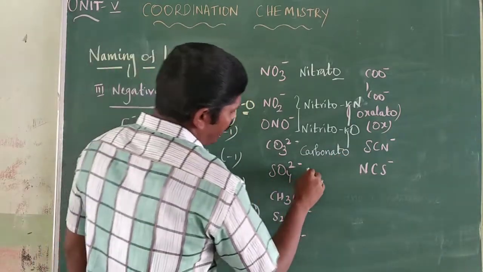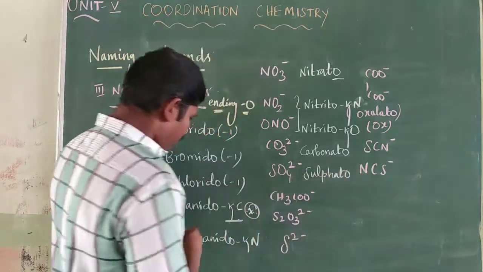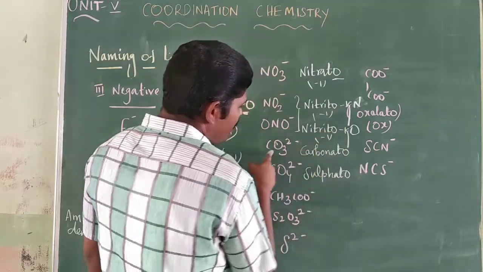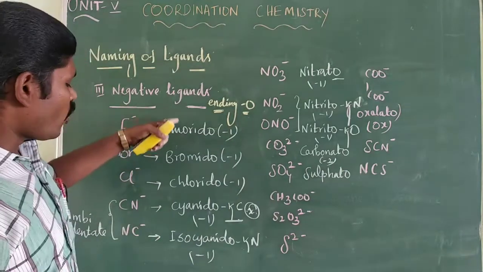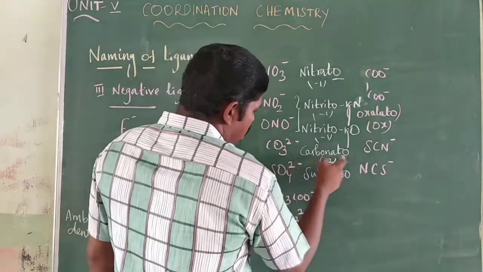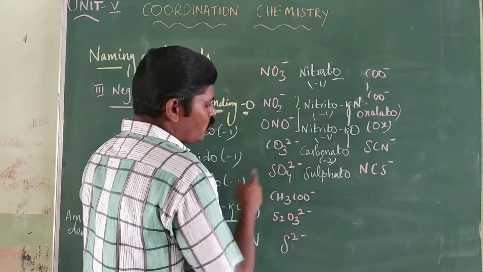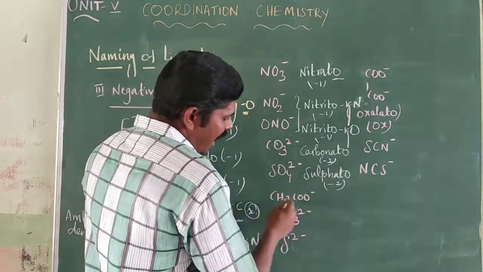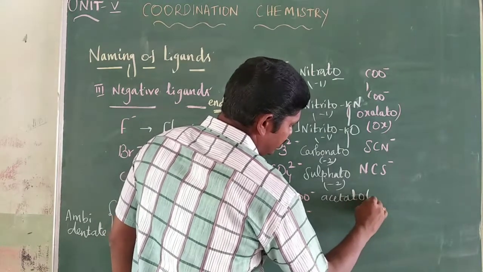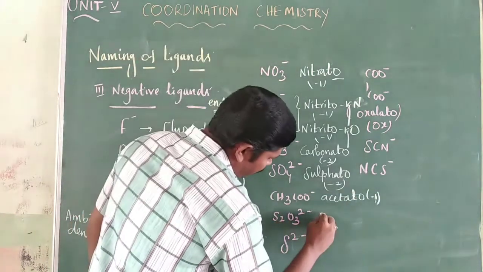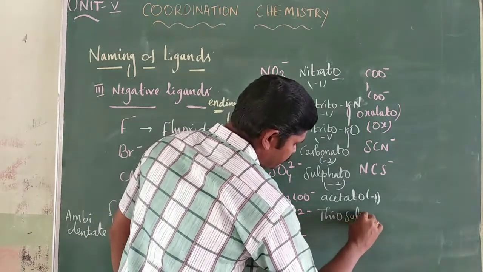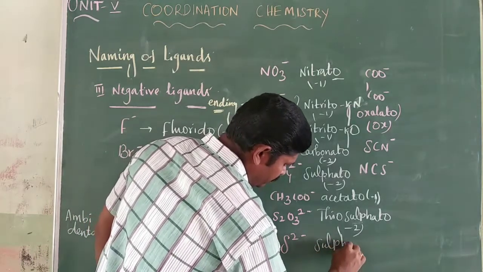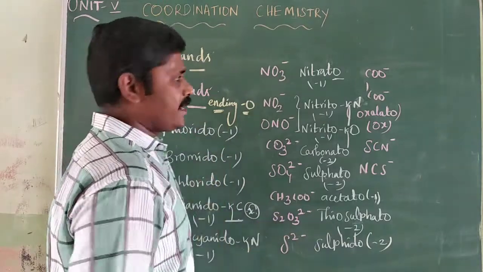Carbonate, sulfate, the charge is minus 2, but they are monodentate ligands, with one donor atom. Acetate, charge minus 1. Thiosulfate, charge minus 2, but monodentate. Sulfido, minus 2 charge, but monodentate ligands.